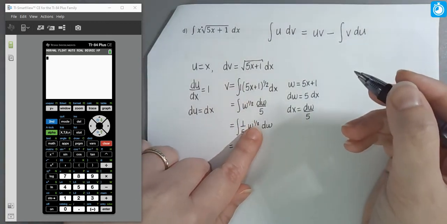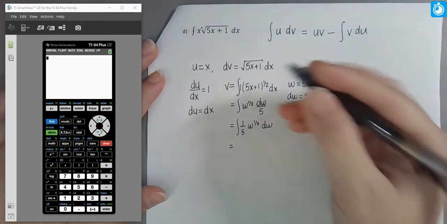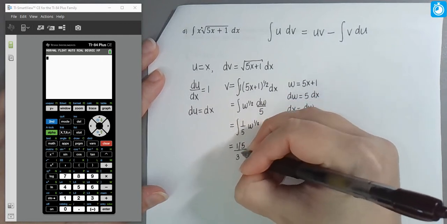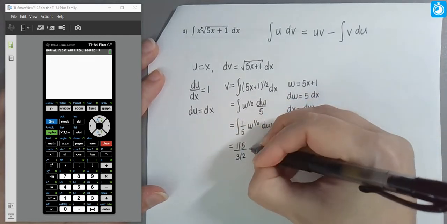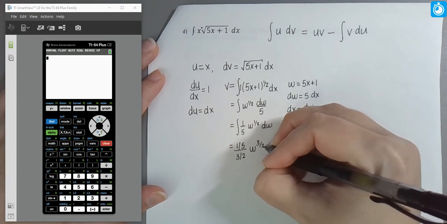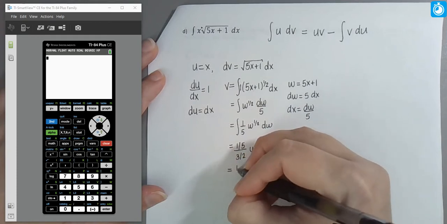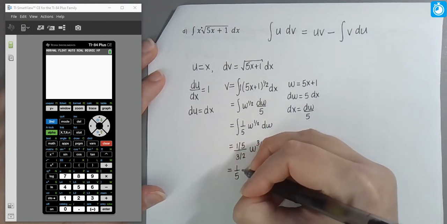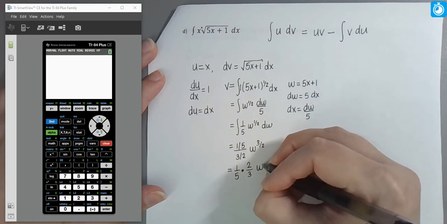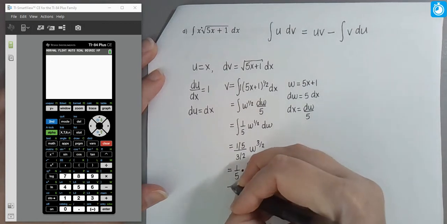So I'm going to increase my exponent by 1, which would take me to 3/2, and then I'm going to divide by that new exponent. So I have 1/5 divided by 3/2, and that's now w raised to the 3/2 power. So my coefficient is going to be 1/5 times the reciprocal of our denominator, times w to the 3/2.